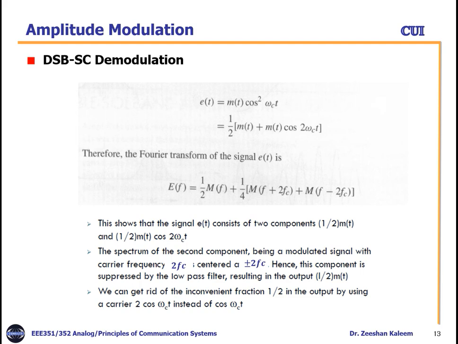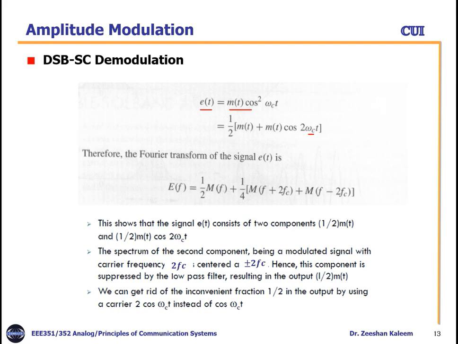This is the mathematical representation of the demodulator. E of t, as we named in the last slide, is m of t cos omega ct into cos omega ct. So m of t cos square omega ct, which is equal to half m of t plus half m of t cos 2 omega ct, using some trigonometric rules, because cos square theta is (1 plus cos 2 theta) over 2. So by using that identity, we rewrite it in this way.